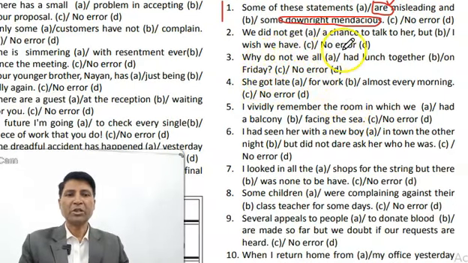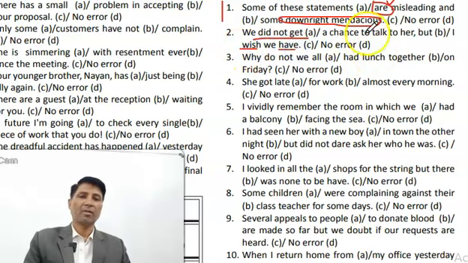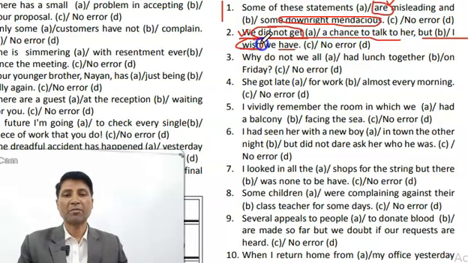Look at question number 2. We did not get a chance to talk to her, but I wish we have. Now you see there are 3 verbs: did not get, then wish and have. What is the tense of the first one? It is in the simple past tense. Did not get. So it is talking about some past event. We did not get a chance to talk to her. Fine. But I wish.